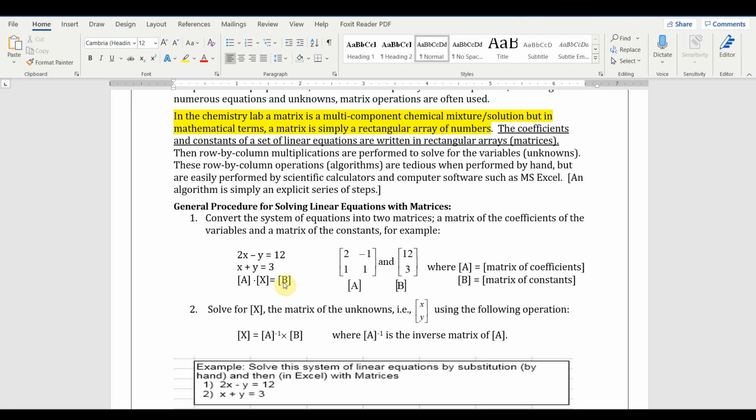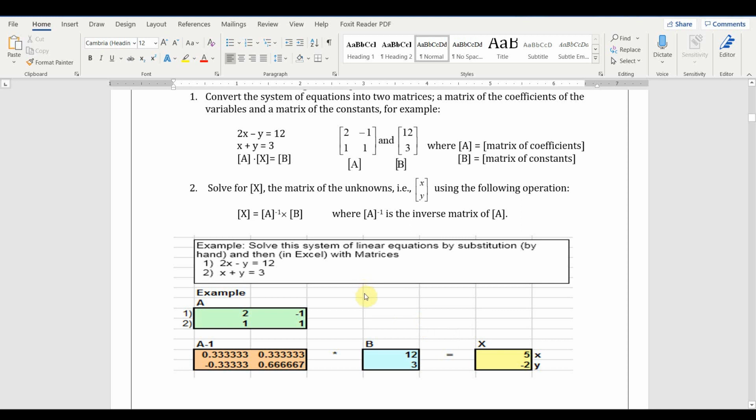If that makes sense to you, and it should at least in a general way, then if we want to solve for X, we would rearrange the equation, divide both sides by the matrix A. We then can say X is equal to A to the minus 1 times B. A to the minus 1 is therefore the inverse of the matrix A. Let's see how this is done in Excel, and then we'll go right there and do it.